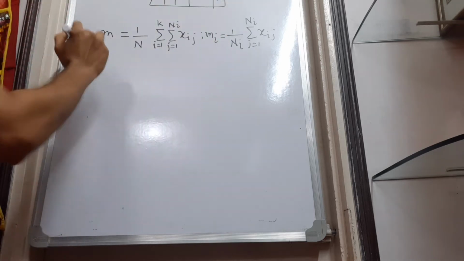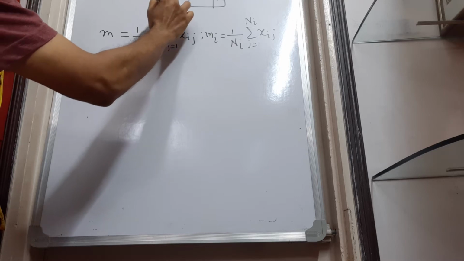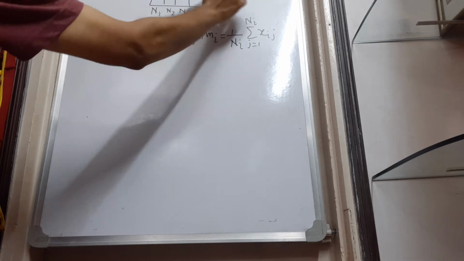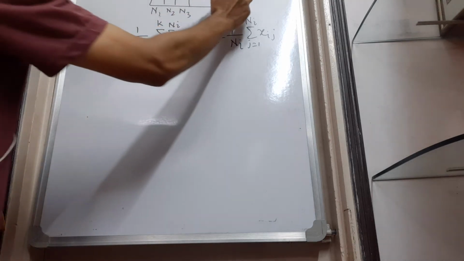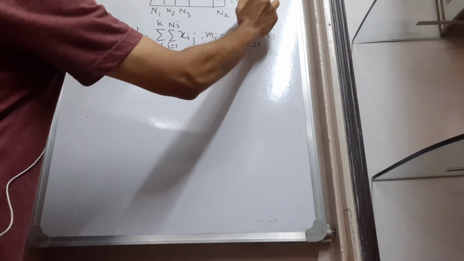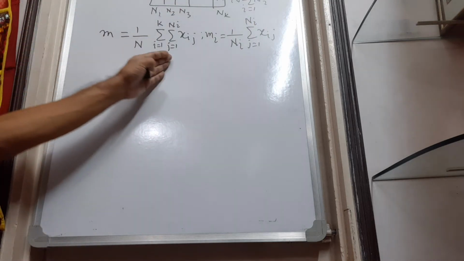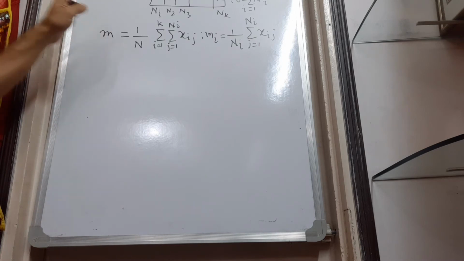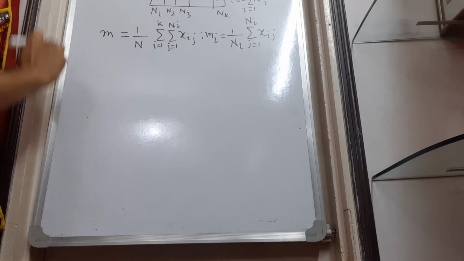There are k strata and each one has its own population like this, and we have the total population as capital N. So, N is the summation of N_i, i equal to 1 to k. So, we have M defined like this and M_i defined like this, which is the expected value or mean of the whole population, and this is the expected value of the mean of each stratum.